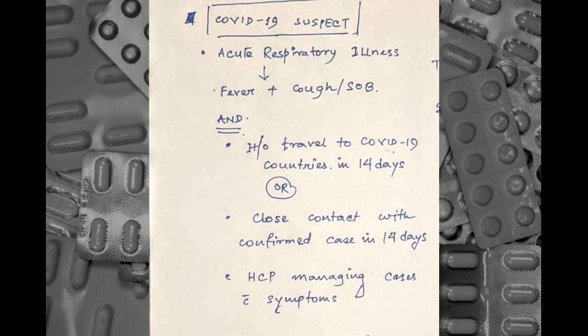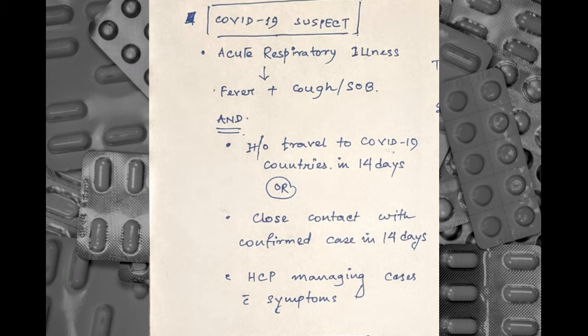And finally, the doctors, nurses, and healthcare personnel who are actually managing cases in the hospital and they have come in contact with these COVID-19 patients and they are having some symptoms. So all of these people, they may come under this COVID-19 suspect. Now we may classify the cases into mild case or moderate to severe cases. So first let us find out what is a mild case.